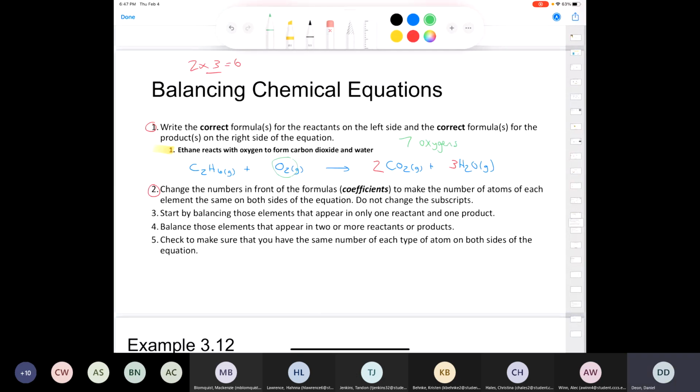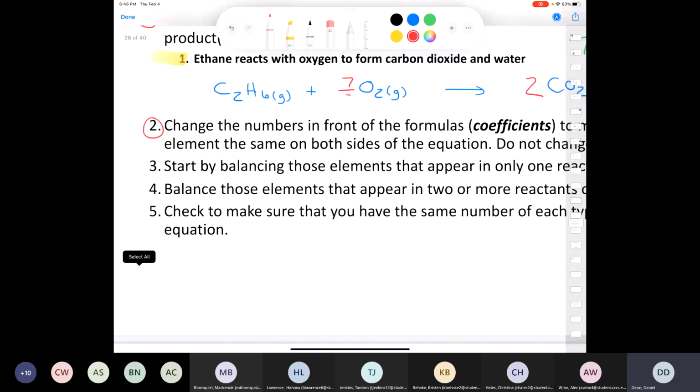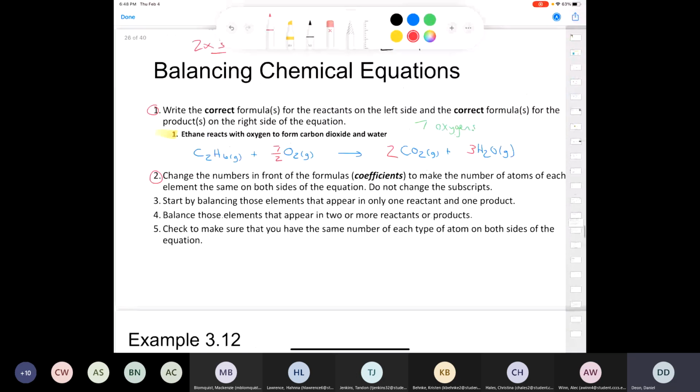Now over here, I have 2 times something, we'll call it x. x times 2 equals 7. What does x equal? 7 over 2, right? Which is 3.5. Oops, I didn't want to put that. I wanted to put 7 over 2, like that. Now my equation is perfectly balanced. Every element is balanced in this equation.